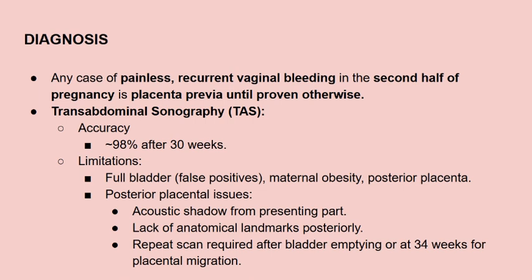Then if it's a posterior placenta, there may be difficulty localizing it because of issues like acoustic shadows from the presenting part. It may block the view of the posterior placenta. Then there may also be a lack of landmarks posteriorly for you to be able to know where that placenta is. Generally, from experience, location of the placenta is not usually an issue because the majority of the placenta is already at the mid-uterine segment. So if you can trace it down using your ultrasound probe, you may get some degree of clarity as to where the placenta is located.